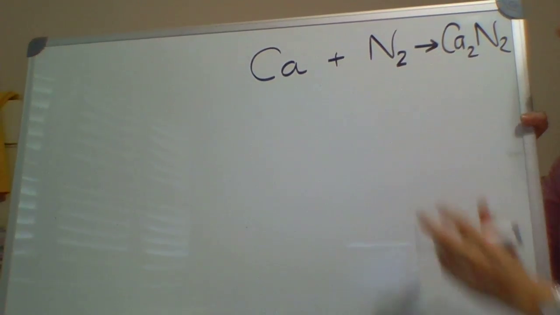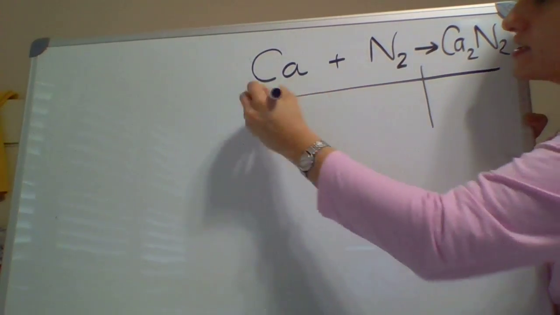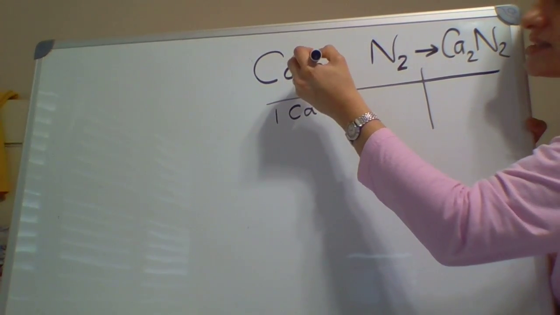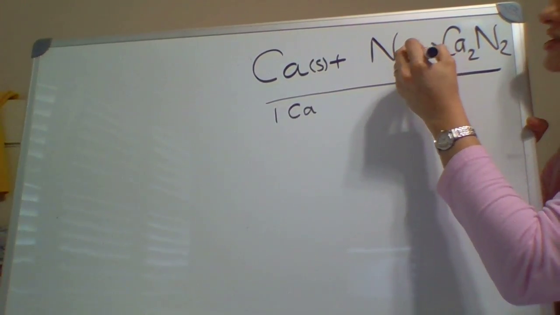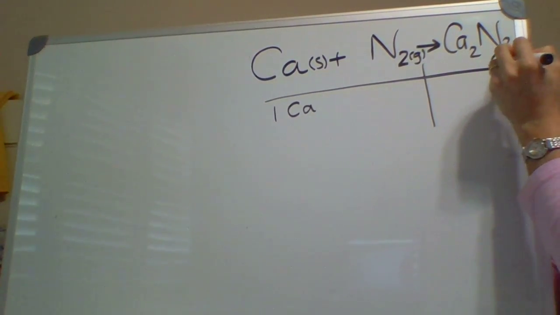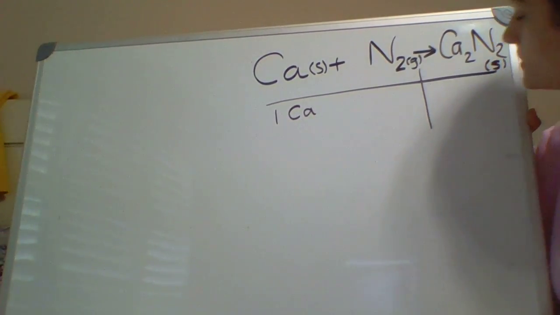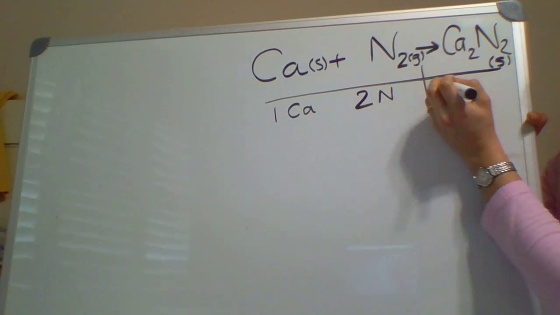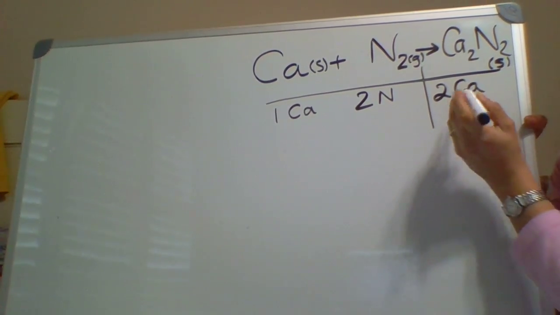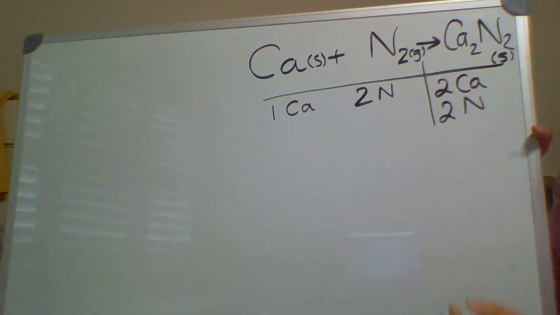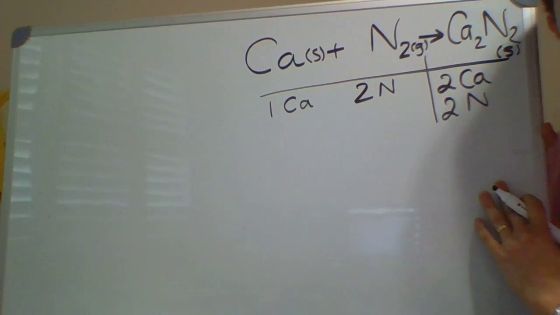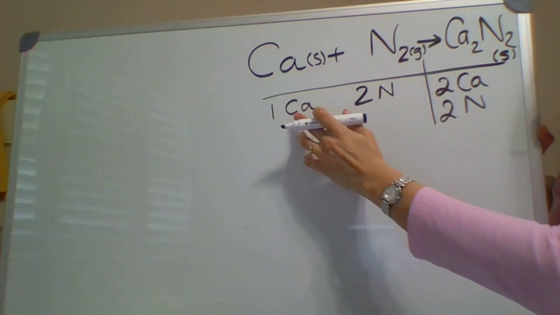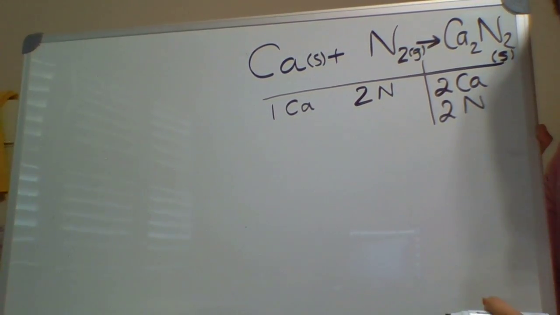So in this case, let's look at products and reactants. We have 1 calcium. Oh, and I should specify calcium is a solid, nitrogen is a gas, and calcium nitride is a solid. Calcium, we have 2 nitrogen. In this case, we have 2 calcium and 2 nitrogen. So just from looking at this, it looks like the nitrogen is going well. We got 2 nitrogen, 2 nitrogen. But we have 1 calcium and 2 calcium here.